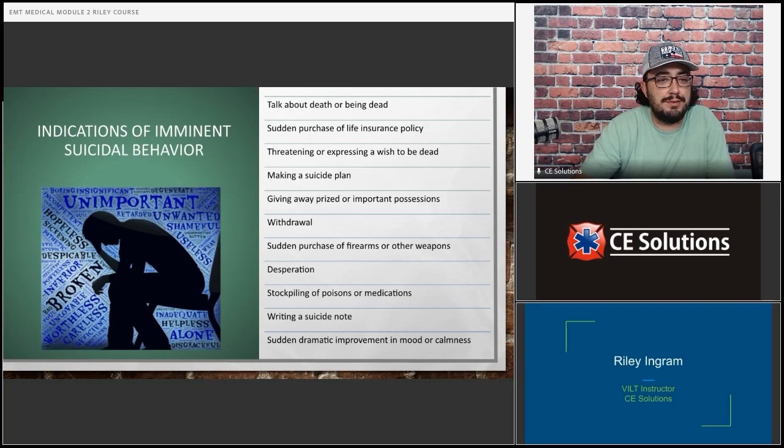Nothing really to dive into there. Those are all kind of self-explanatory on why those would be red flags, right?